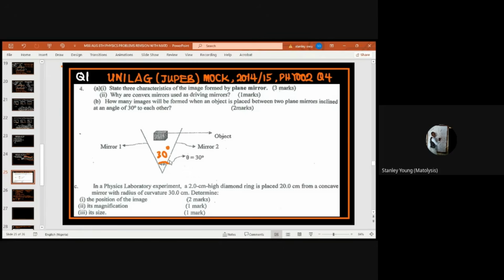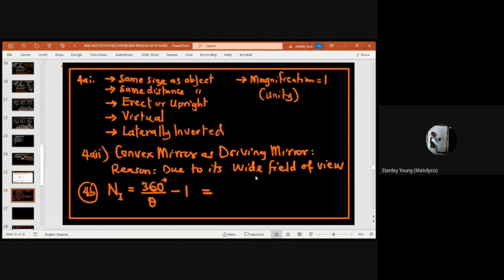So because it's 30 degrees, we just go ahead and plug it in. 360 degrees over 30 minus 1. So that gives us 12 minus 1, and this is 11. So we have 11 what? Images. The question wants you to find that, and you got 11 images. Next question.